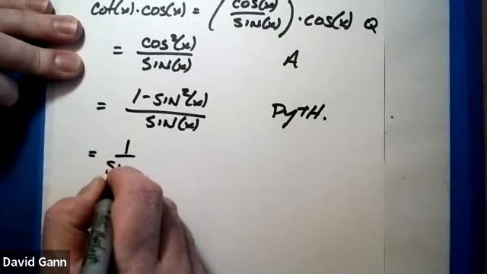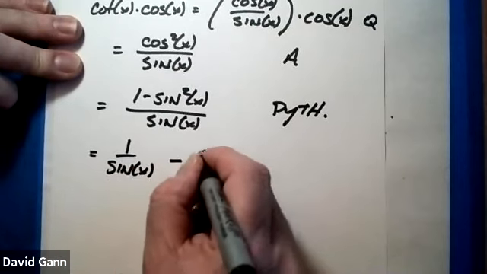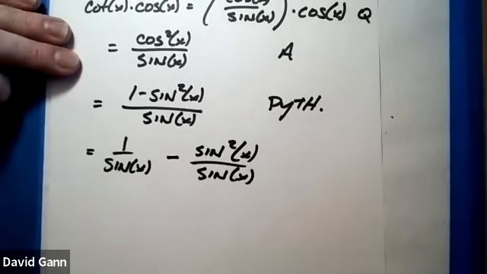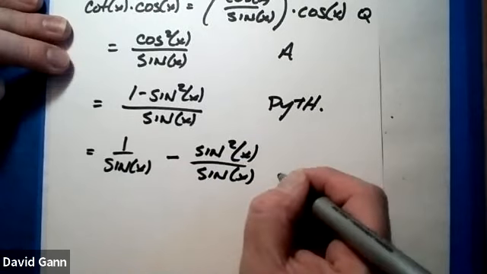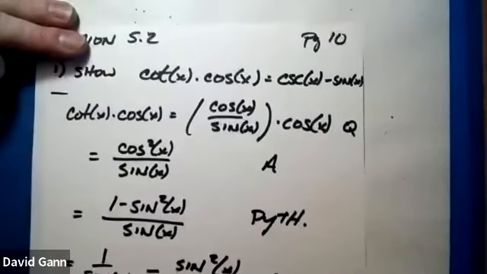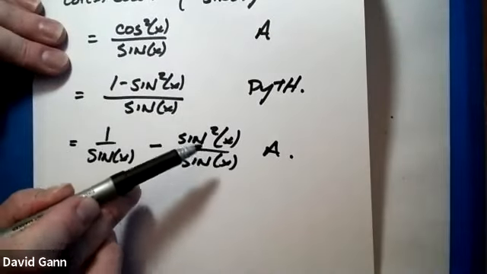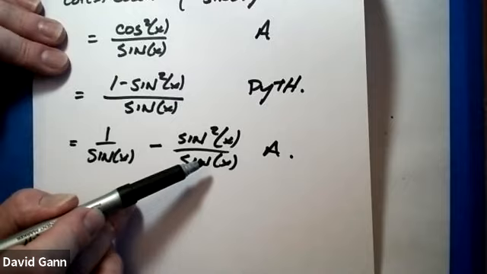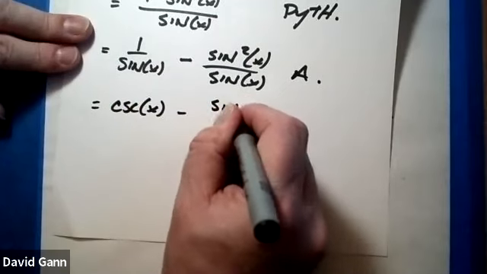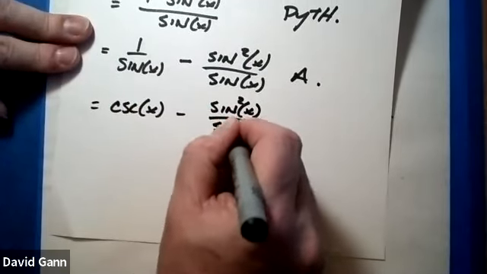Notice I have 1 over sine of x minus sine squared of x over sine of x. See where we're getting here? This is just an algebraic step. I just separate the two terms. Notice that the left term is cosecant, which was the term that we wanted. And the second term, when you do some cancellation here, you have sine squared over sine. This is just going to be sine, which is the second term. That actually takes two different arguments, so I'm going to write it as such. So this is cosecant of x minus sine squared of x over sine of x.